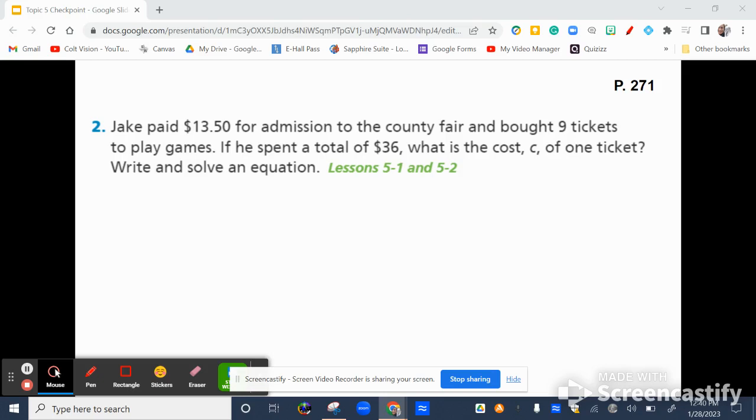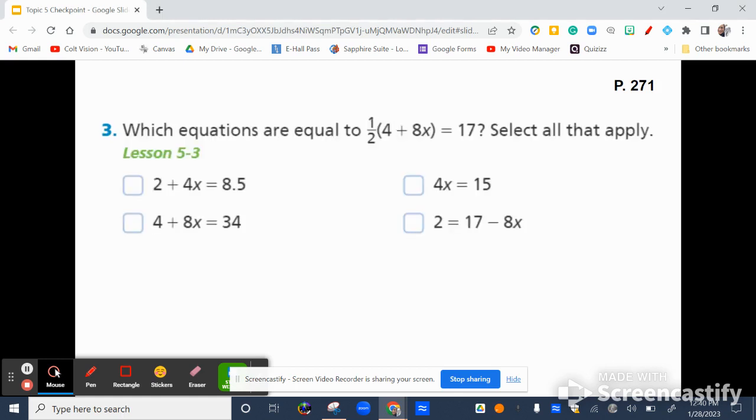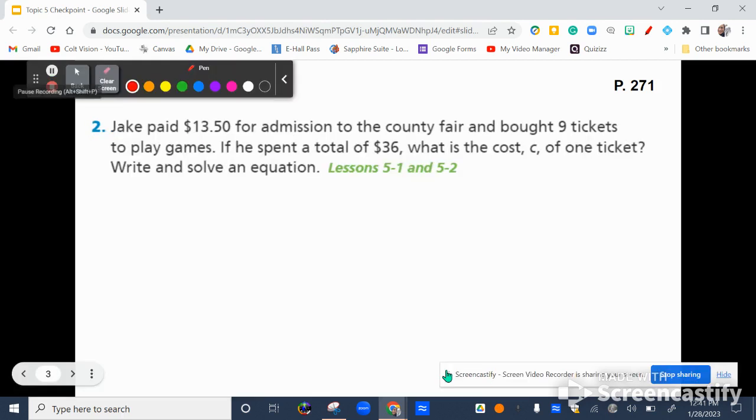Okay, Jake paid $13.50 for the admission to the country fair and bought 9 tickets to play games. If he spent a total of $36, what is the cost of one ticket? Okay, so you're finding the cost of one ticket.